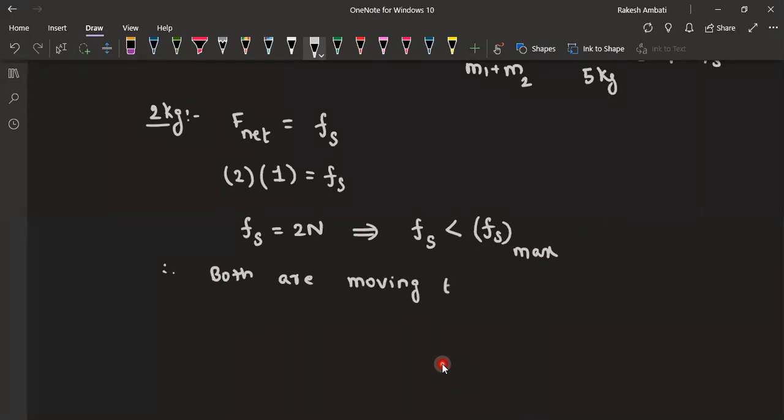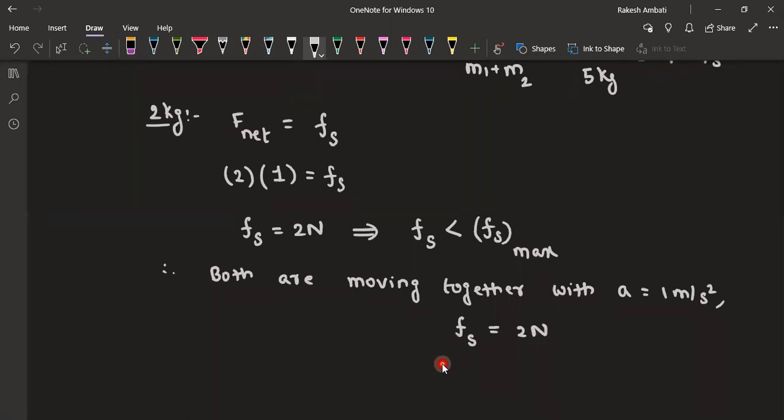Both are moving together with acceleration equal to, what is the value? 1 meter per second square. And between the blocks, what type of frictional force is present? Static or kinetic? Static frictional force. And what is the value of the static frictional force? 2 newtons. It is the answer.